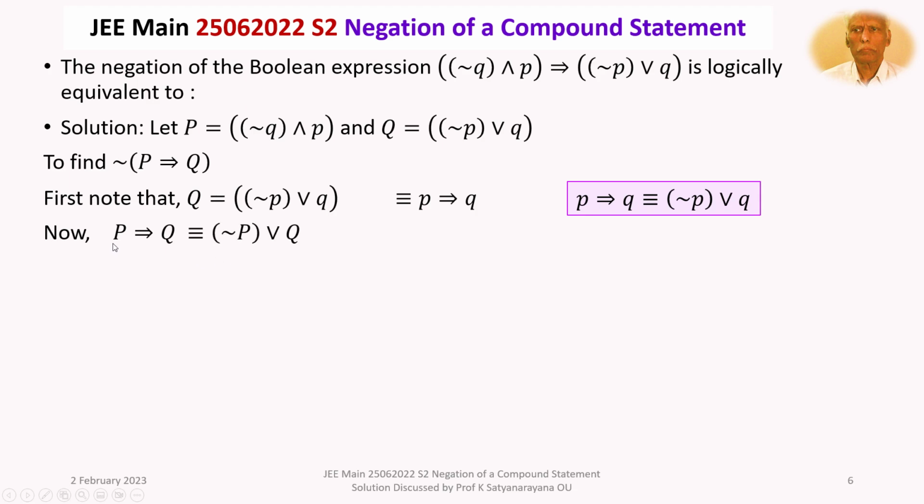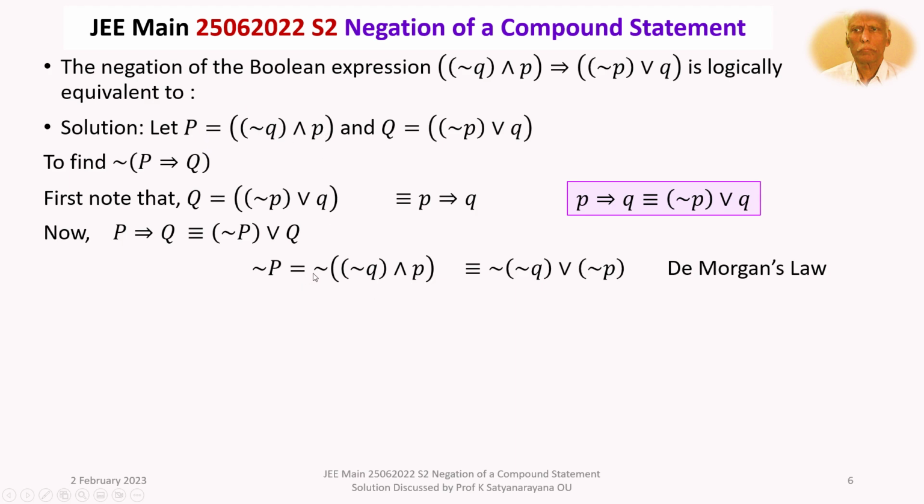Now capital P implies Q, first you find, then take the negation. So capital P implies Q is equivalent to negation of capital P or Q. Again you are using this. Now first let us see what is negation of capital P. Negation of capital P is equal to negation of negation of Q and P. So this one we have written here.